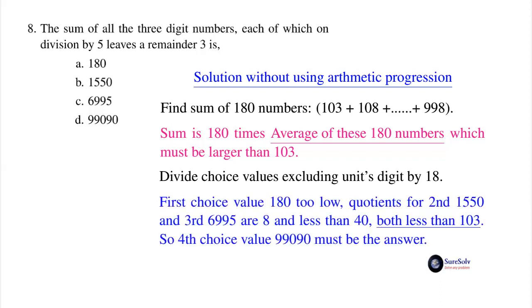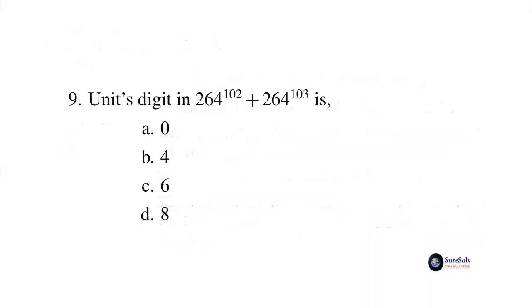First choice value 180 is too low. For second choice value 1550, quotient is 8. And for the third choice value of 6995, quotient is less than 40. Both quotients being less than 103, the fourth choice 99090 must be the answer. Answer option D, 99090. Ninth question.